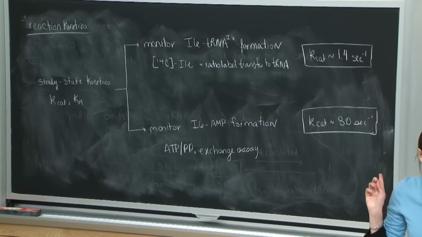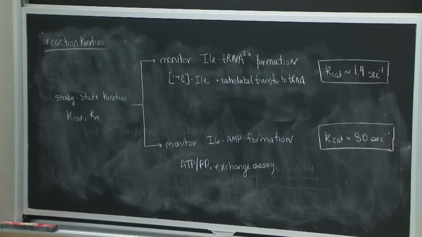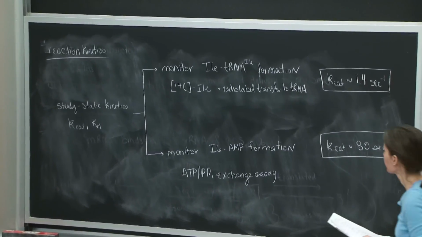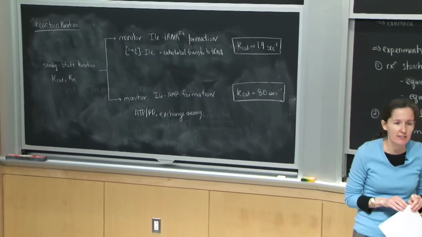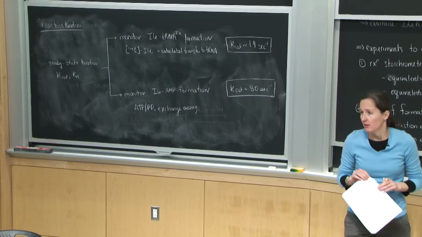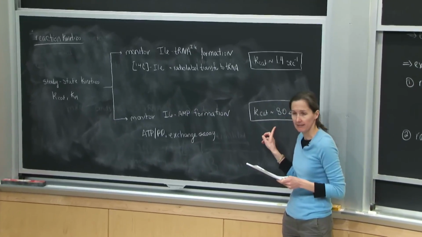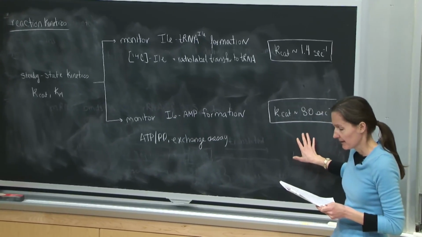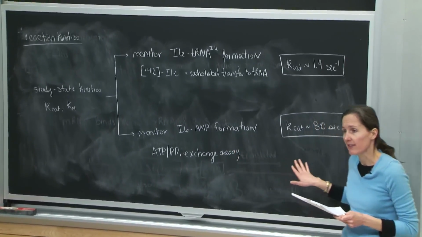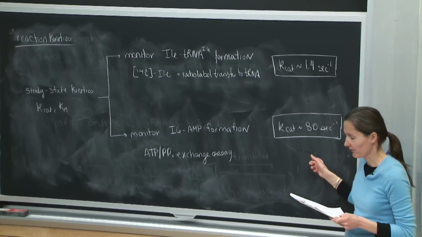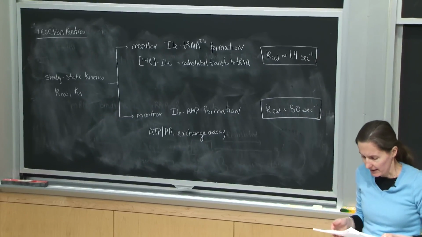Okay. So the results of these experiments give a kcat on the order of 80 per second. So what does this comparison tell you? These values are quite different, correct? So we're seeing that this ATP-PPi exchange assay is telling us that ATP-PPi exchange, which is a measure of formation of this intermediate, is about 60-fold faster than formation of product here. That's an important observation to have.